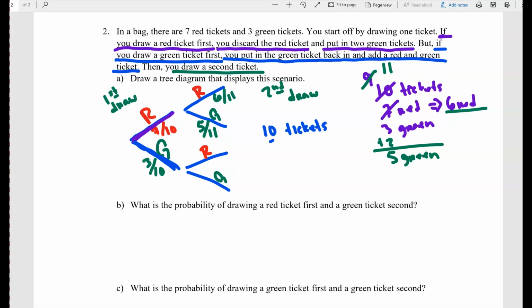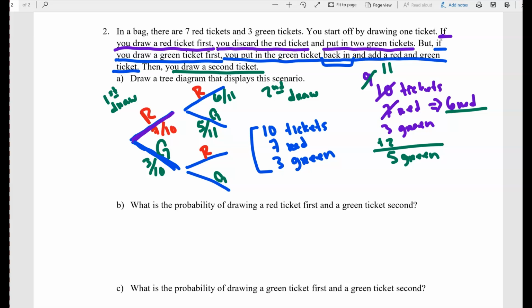Okay, 7 of them are red, and then 3 of them are green. Okay, so now what I'm doing is that if I drew a green first, what am I going to do? I'm going to put it back in. So I'm basically still stuck with the same thing. I still have 7 red, 3 green, 10 tickets. Okay, I put it back in.